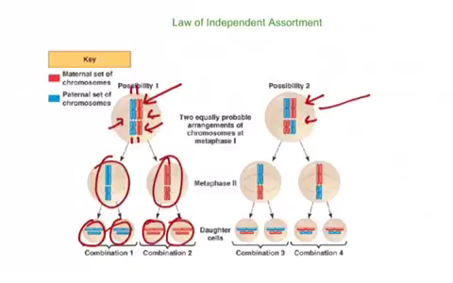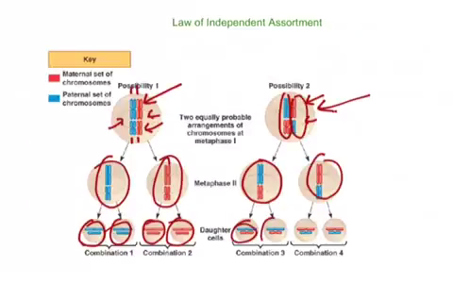However, if they lined up as they have over here, then you end up with half the gametes with a red and a blue here, and the other half of the gametes with this red and blue. So you end up with a different combination of genes or alleles in the daughter cells, that is the gametes produced. Now imagine having 23 pairs of chromosomes and the number of different possibilities that you could have. So this is what they mean by the law of independent assortment.